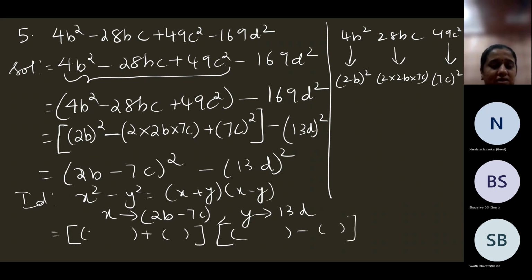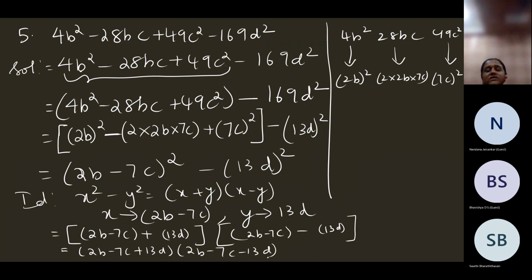Okay, so what is x? 2b minus 7c, plus y, 13d. And here 2b minus 7c, 13d. Open the bracket in the next step. So this is equal to 2b minus 7c plus 13d into 2b minus 7c minus 13d. These are the two factors of the given expression.